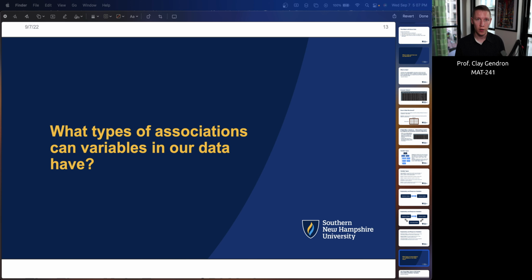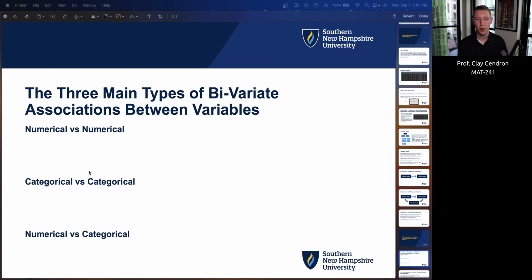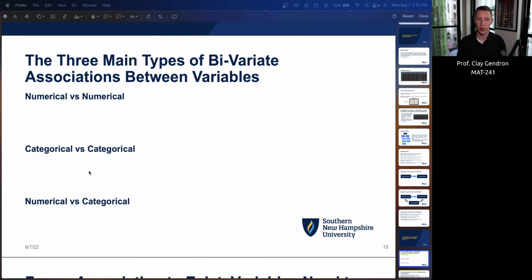The second part of this introduction to data is looking at what types of associations the variables in our data set can have. There are three main types of bivariate associations. When I say bivariate, I just mean two variables: bi meaning two and variate meaning variables. So there are three main types of bivariate associations that we can have between variables.